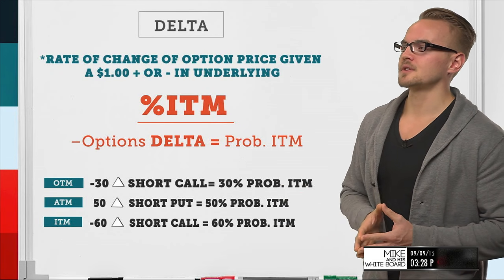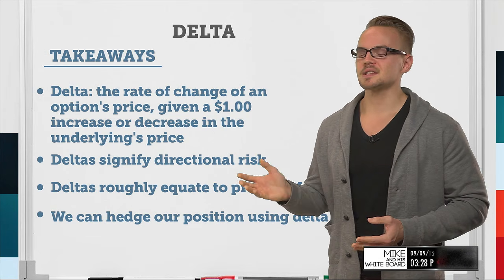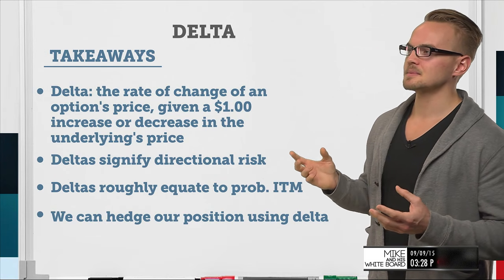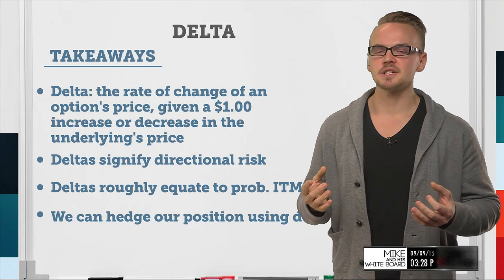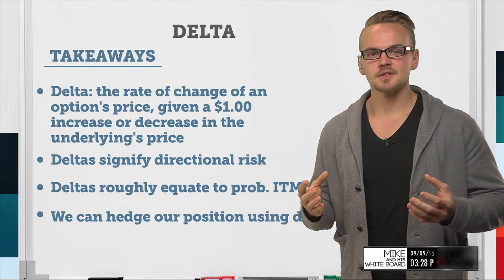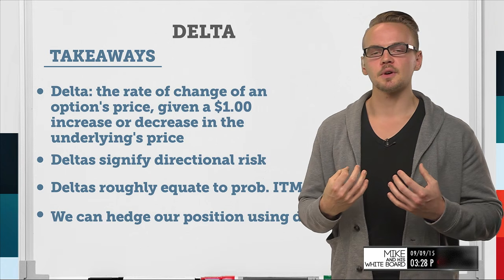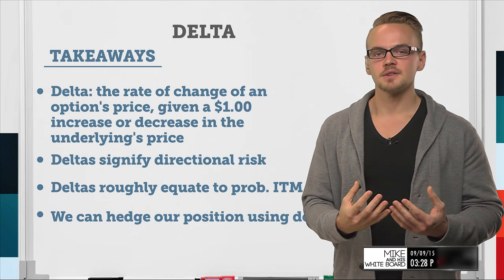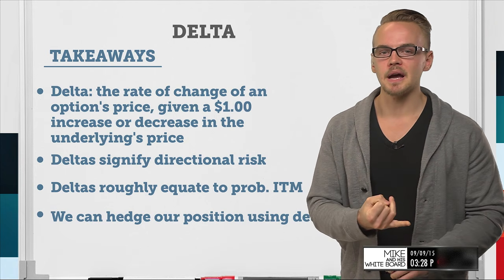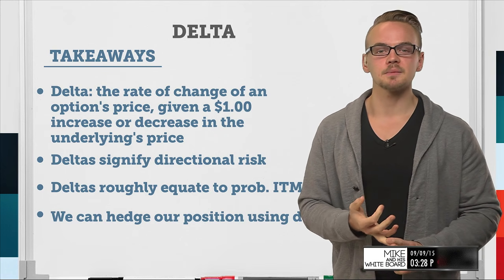So let's look at a few takeaways here. So delta, again, is the rate of change of an option's price given a $1 increase or decrease in the underlying price. So what's important to note is that if I want the underlying to go up, I'm going to want to have positive deltas. So I'm going to be looking at things like buying call spreads or selling puts or selling put spreads.